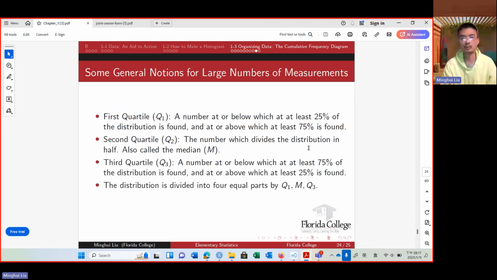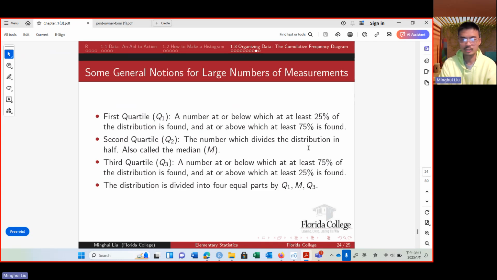Well, let's talk about a few notions related to large numbers of measurements. Normally, we don't use this for a small number of measurements. If you only have 5 measurements, then we don't normally talk about this. But if you have dozens, hundreds, thousands, or even more, then it makes sense to see how the data is divided. The first quartile is the point where you draw the line between 25% of data and 75%. So if you're at the first quartile, you roughly know that 25% of data is below you and 75% is above you. That's simple.